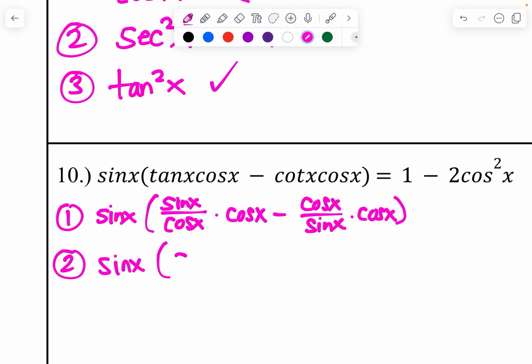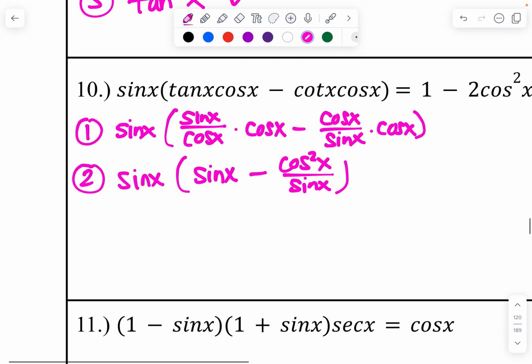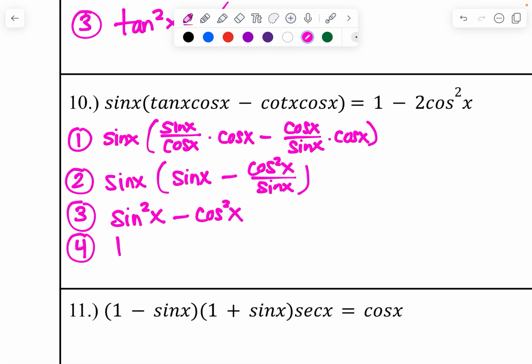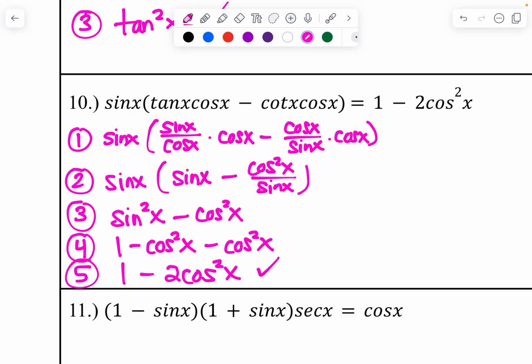All right, so cosines are going to divide out and just leave you a sine of x here. And here we're going to have cosine squared x over sine of x. And then if we distribute it in the sine, we will have sine squared of x minus cosine squared of x. But remember, we could rewrite sine squared as 1 minus cosine squared of x, since sine squared plus cosine squared equals 1. And so then if we combine like terms, we've got 1 minus 2 cosine squared of x.